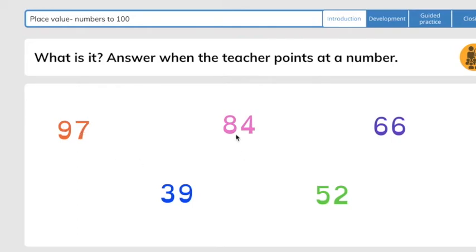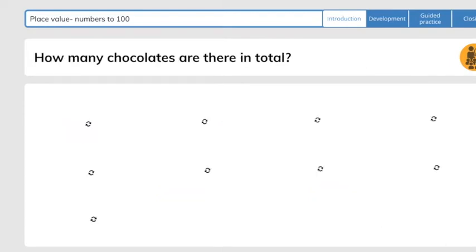What's this number? This number is 84. There's an 8 in the tens place and a 4 in the ones place. What's this number? This number is 66. There is a 6 in the tens place and a 6 in the ones place. What's this number? This number is 39. There's a 3 in the tens place and a 9 in the ones place. And what is this number? This number is 52. There's a 5 in the tens place and a 2 in the ones place.